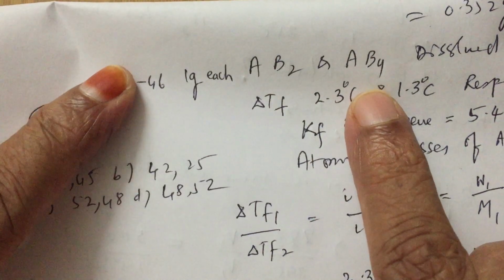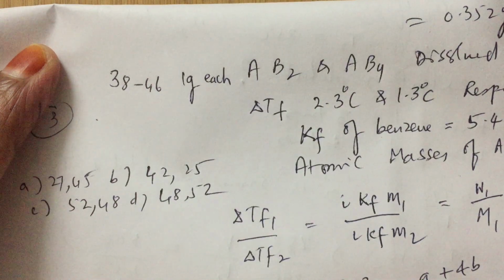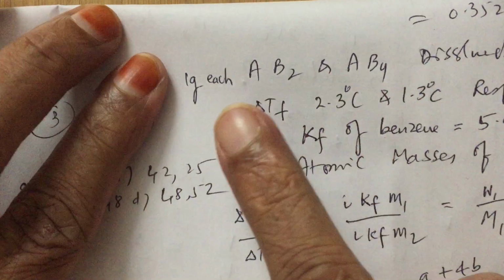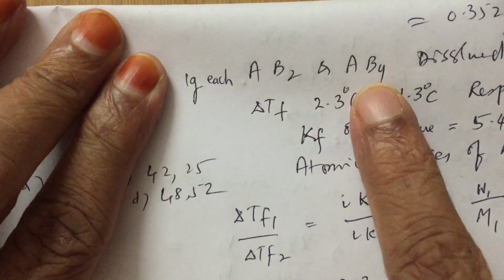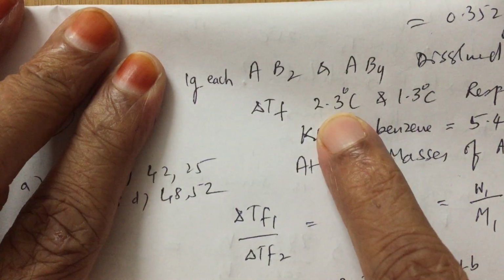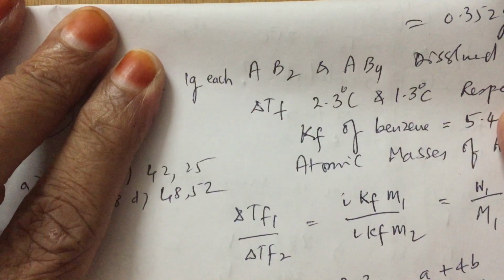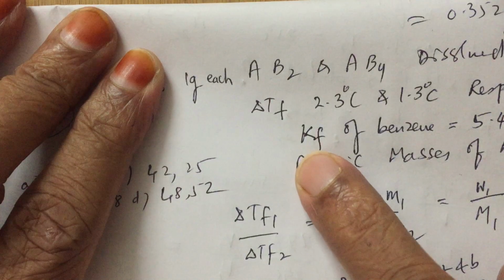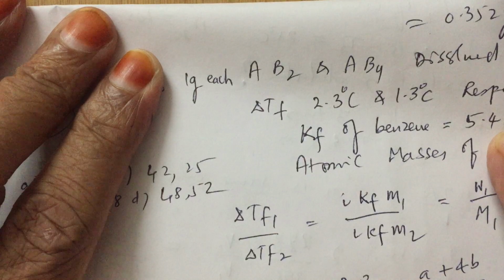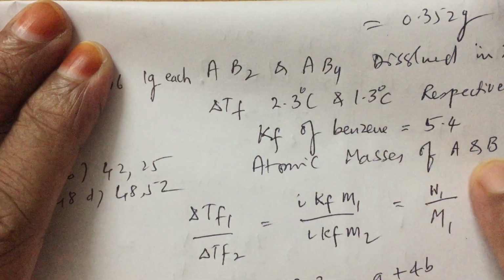AB2 and AB4 are two non-electrolytes. Of course, they are solutes. They are dissolved in 20 grams of benzene. Very good. Due to the dissolution of 1 gram each of AB2 and AB4 in 20 grams of benzene, in the first case the freezing point is depressed by 2.3 degrees centigrade, in the second case it is decreased by 1.3 degrees centigrade. So, if the molal depression freezing point constant of benzene is 5.4 kg per mole, what are the atomic masses of A and B?